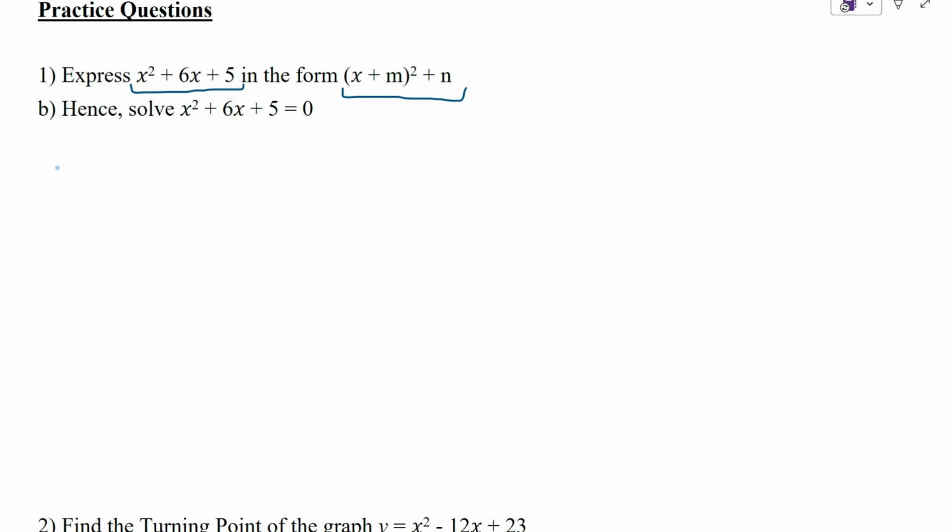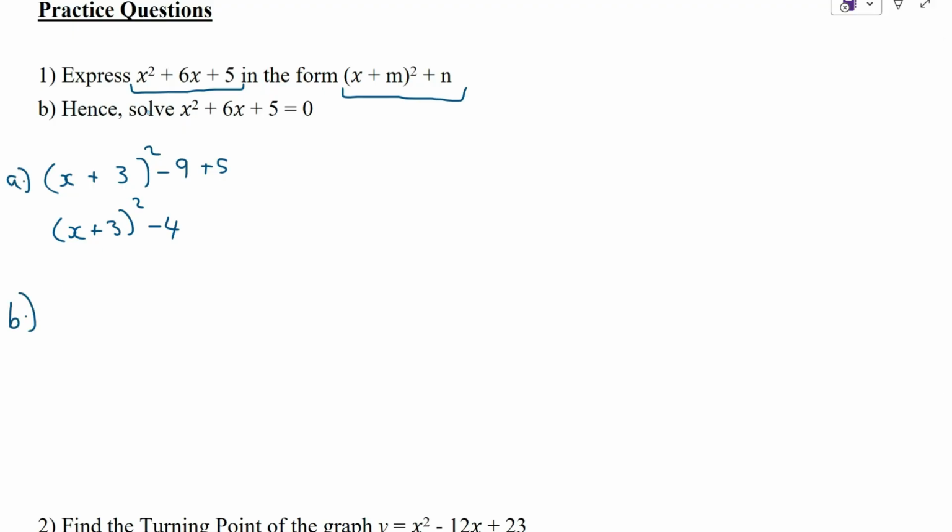So now we can complete the square. Starting off with an open square bracket, x plus half b, which is 3, and we're going to minus b squared, which is 9, and then add 5 at the end. Simplified, that leaves us with x plus 3 squared minus 4, where m equals 3 and n equals minus 4.